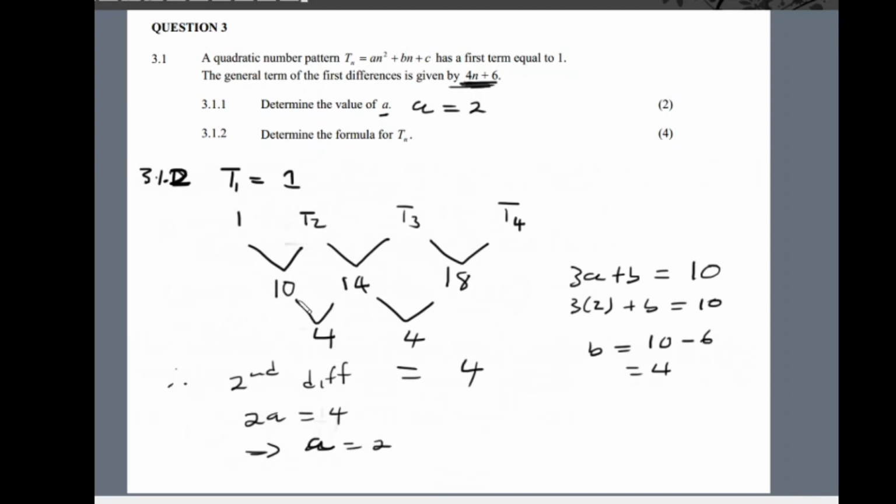Now we know what the first term of the quadratic sequence is: 1. Therefore, a plus b plus c is equal to 1. We have a to be 2 and b to be 4. Now we want to solve for c. Therefore, c is equal to 1 minus 2 minus 4, which is minus 1 minus 6, which is minus 5. So c is equal to minus 5.